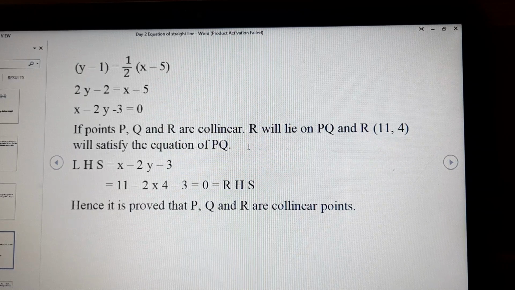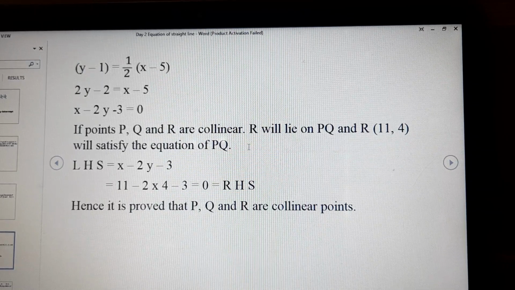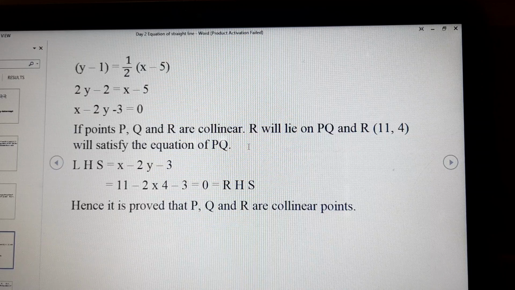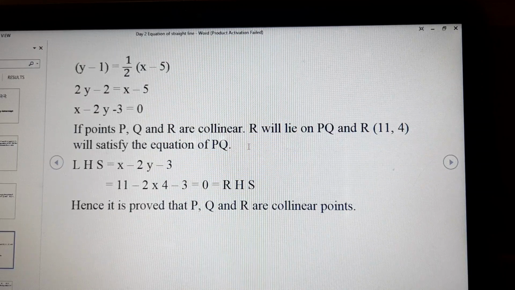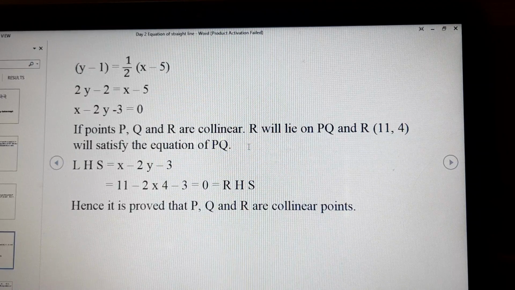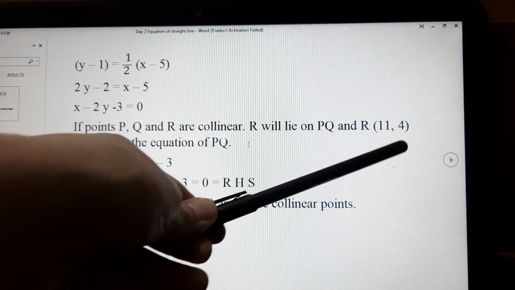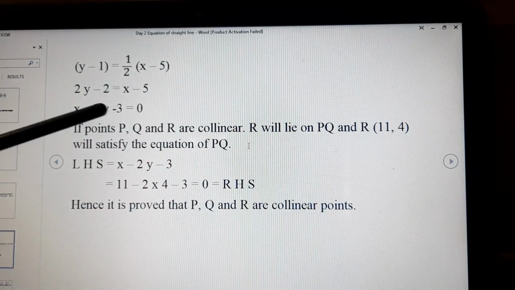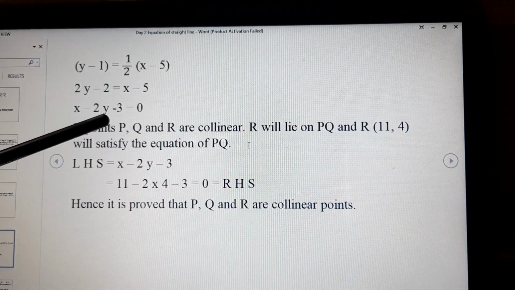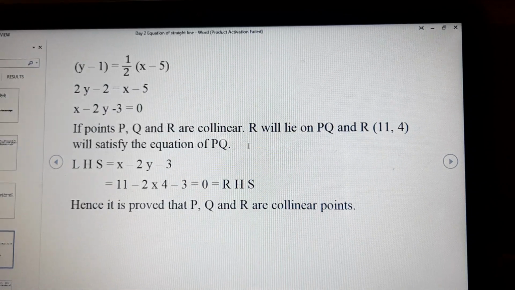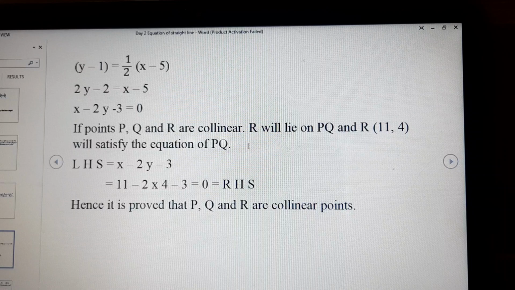If P, Q and R are collinear, it means R will lie on line segment PQ. And if it lies on line segment PQ, then R (11, 4) will satisfy the equation of PQ. Satisfy the equation of PQ means if we put x is equal to 11 and y is equal to 4 in this equation, then it should satisfy the equation, meaning LHS should be equal to RHS.